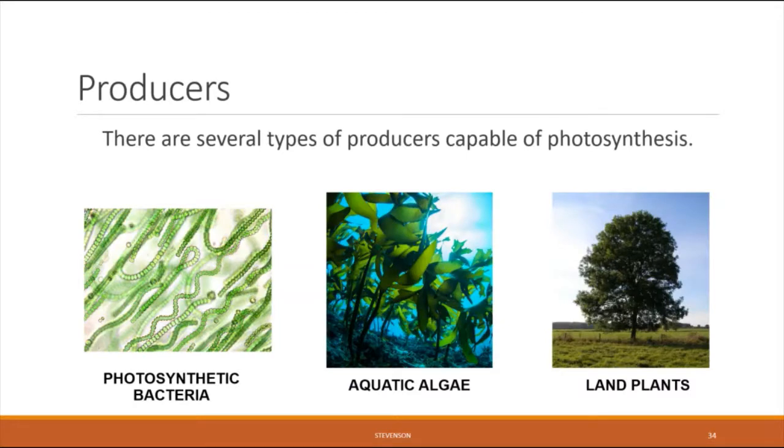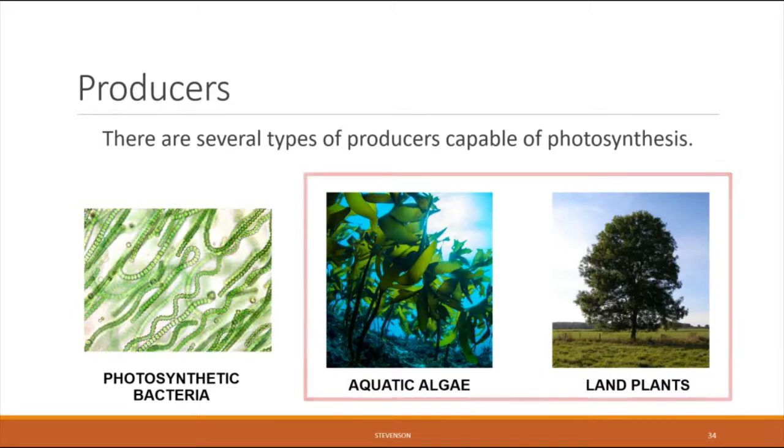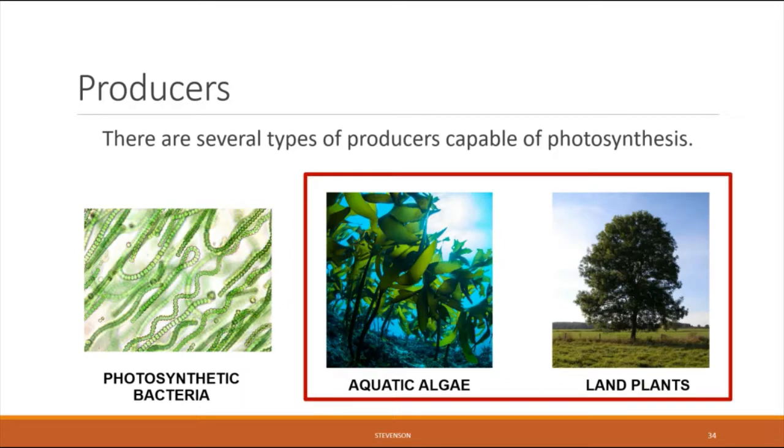Now, I've been referencing plants, but plants are not actually the only type of organism capable of performing photosynthesis. There are also certain types of bacteria, called cyanobacteria, that are capable of photosynthesis, as well as aquatic algae. And here you see a type of seaweed pictured, and seaweed is actually considered to be an algae. And as we move forward and talk about how photosynthesis works, we are going to focus on how photosynthesis works in aquatic algae and land plants.